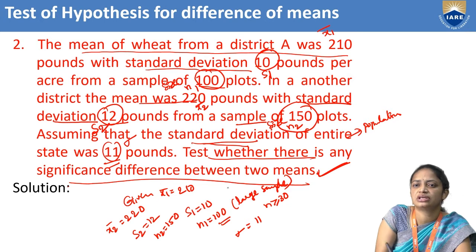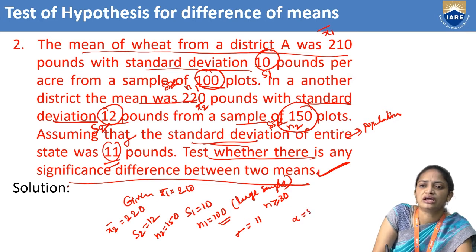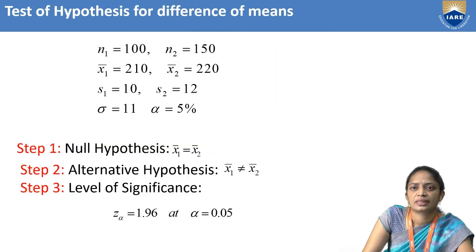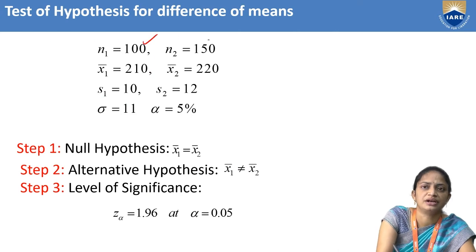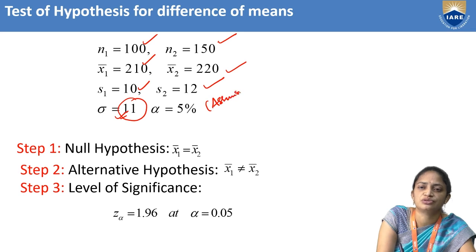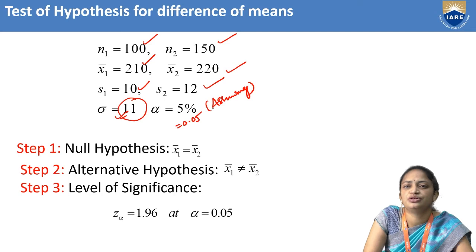So what about the level of significance? They have not given the level of significance, so here I am assuming that the level of significance is 5%. So here n1 equal to 100, n2 equal to 150, x1 bar equal to 210 and x2 bar equal to 220, s1 equal to 10, s2 equal to 12, and they have also given the sigma value. Assuming alpha equal to 5%, that means alpha is 0.05.